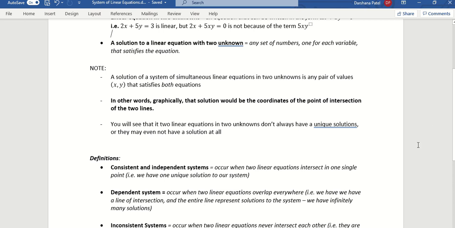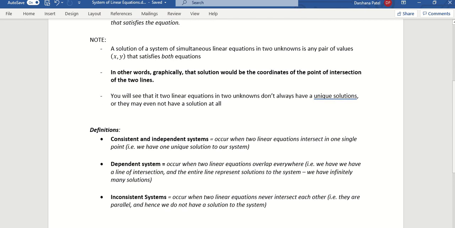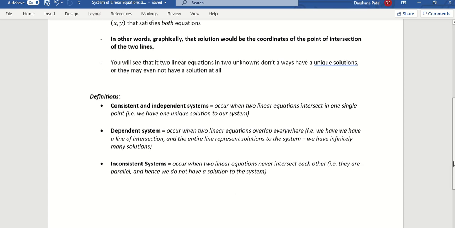The first case I mentioned, where we have one single point of intersection, we call a consistent and independent system, where we have one solution. When we have two lines which overlap, the third case in my example previously, we call the system a dependent system. And in that case, we have infinitely many solutions, and the system will still be consistent. In the second case, where two lines run parallel, the two linear equations will never intersect each other, and we call those systems inconsistent systems, and they are still independent systems. And there will be no solutions to those systems.